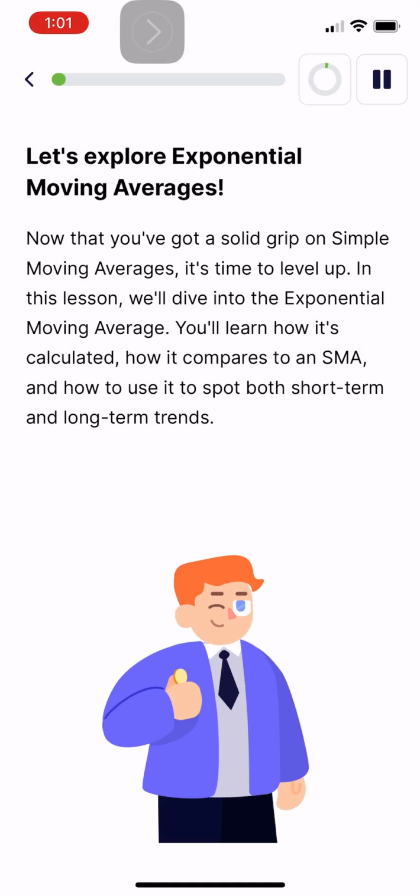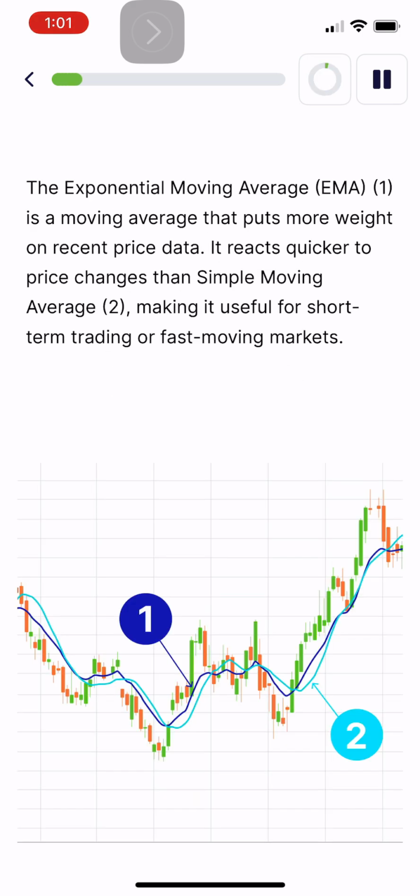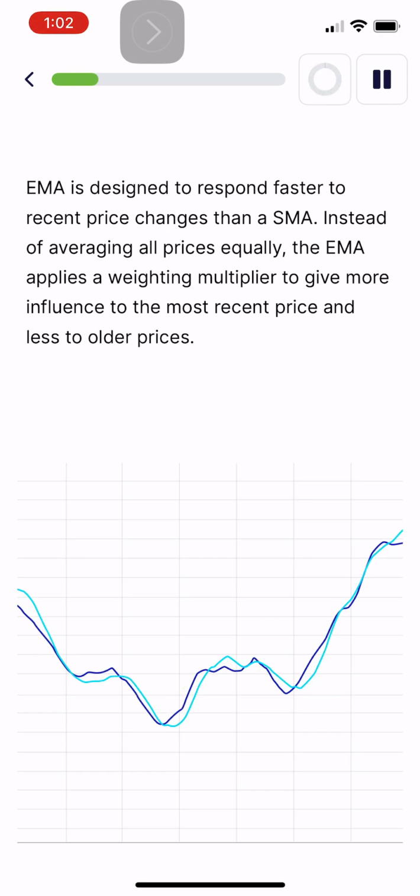Let's explore exponential moving averages. Now that you've got a solid grip on simple moving averages, it's time to level up. In this lesson, we'll dive into the exponential moving average. You'll learn how it's calculated, how it compares to an SMA, and how to use it to spot both short-term and long-term trends. The exponential moving average, EMA, is a moving average that puts more weight on recent price data. It reacts quicker to price changes than the simple moving average, making it useful for short-term trading or fast-moving markets. EMA is designed to respond faster to recent price changes than a SMA.